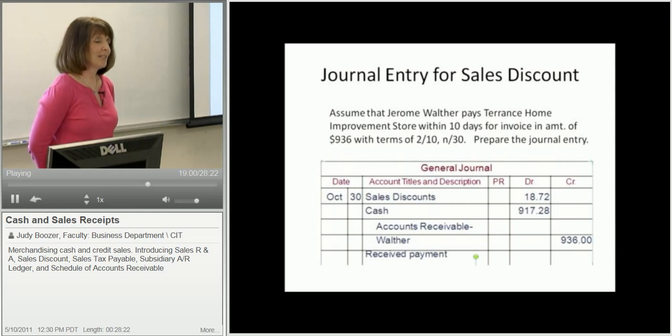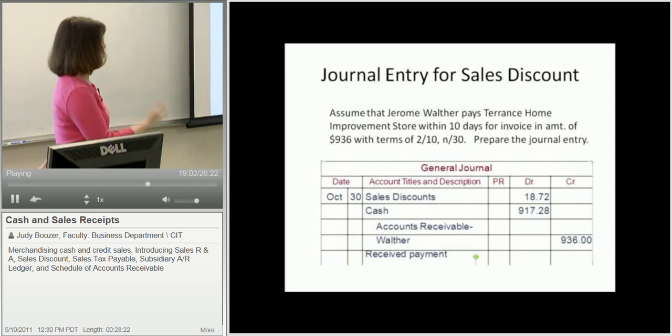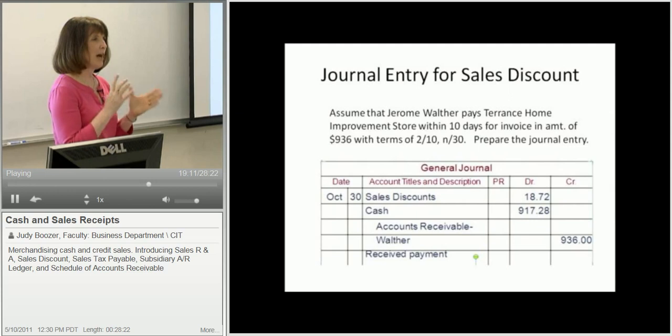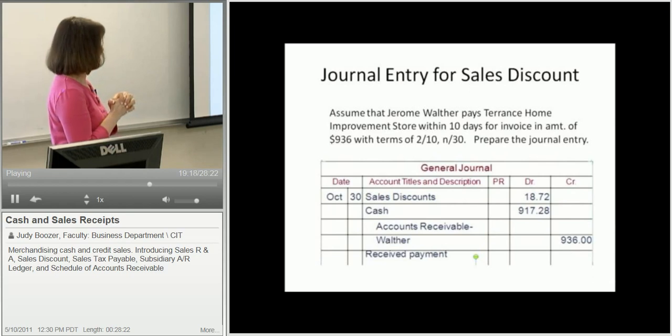Always check, do our debits equal our credits? If you add the cash to the discount, does it equal $936? Yeah. So that's how you know if they're computed correctly, if the debits equal the credits. And remember, you're always wanting to wipe out the balance in accounts receivable. So that's usually the full amount.